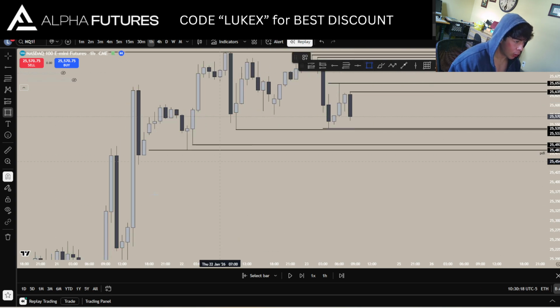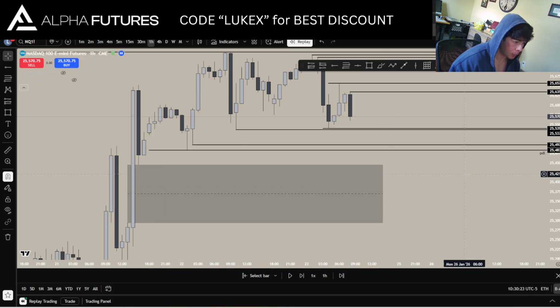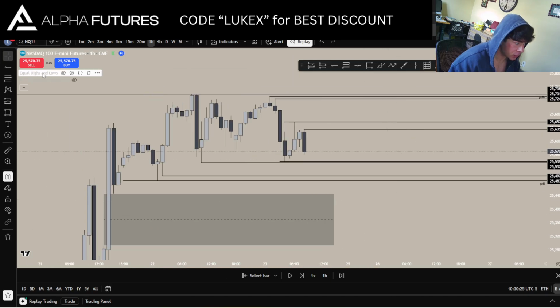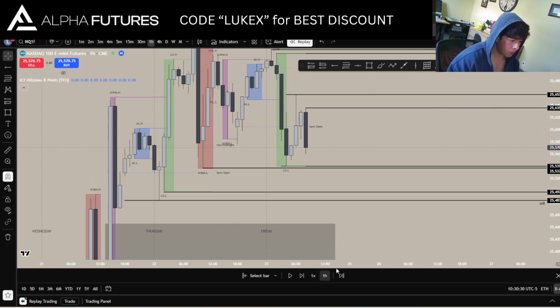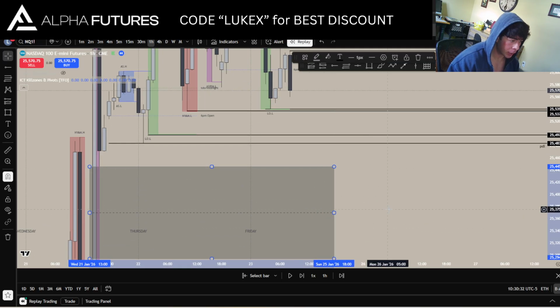Yeah, we also have a 1 hour bullish fair value gap right here. So we have all our sell side draws marked out. We have all of our buy side draws marked out. Basically at this point, I had a bearish bias this day. We ended up catching a long and ended up winning after.